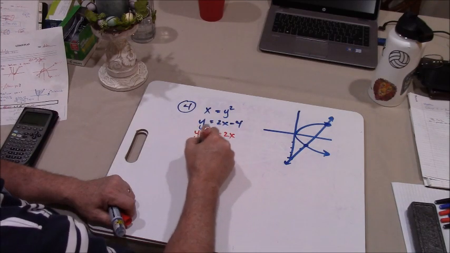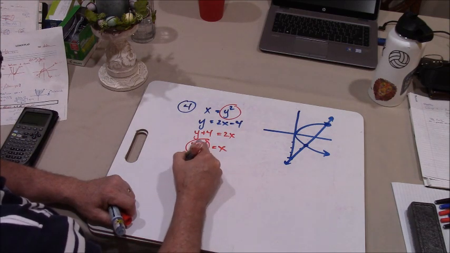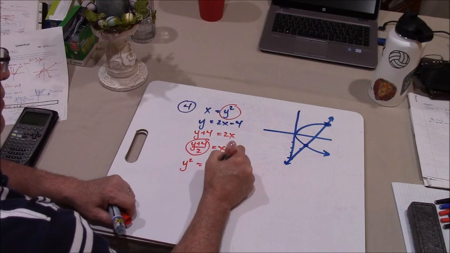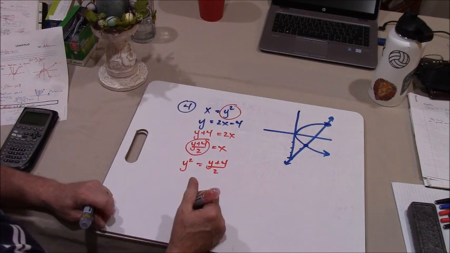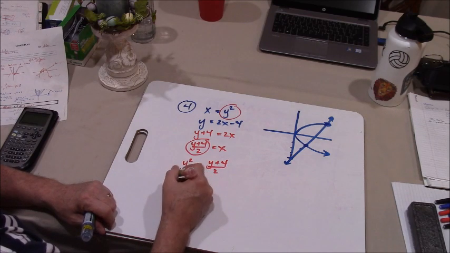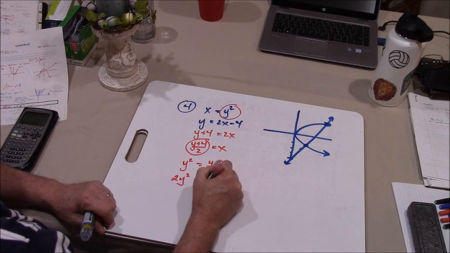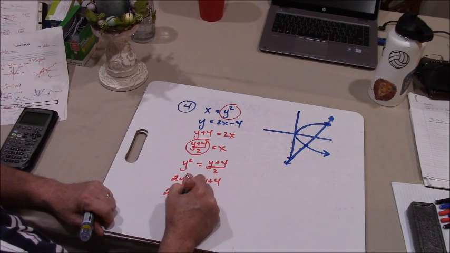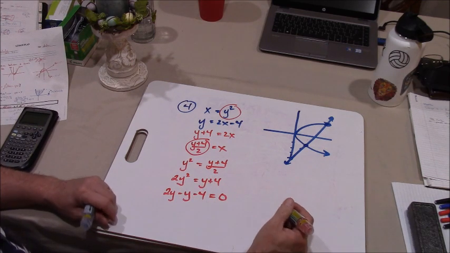And so now I need to set these two things equal to each other. So y squared equals (y plus 4) over 2. And I don't like to work with fractions, so I'm going to bring that 2 over here and multiply. 2y squared equals y plus 4. And then I get 2y squared minus y minus 4 equals 0. Remember, you've got to set it equal to 0.